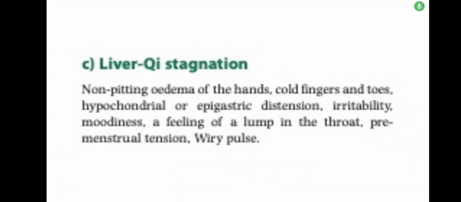For liver qi stagnation, there will be non-pitting edema of the hands, cold fingers and toes, hypochondrial or epigastric distension, irritability, moodiness, a feeling of a lump in the throat, premenstrual tension, and a wiry pulse.